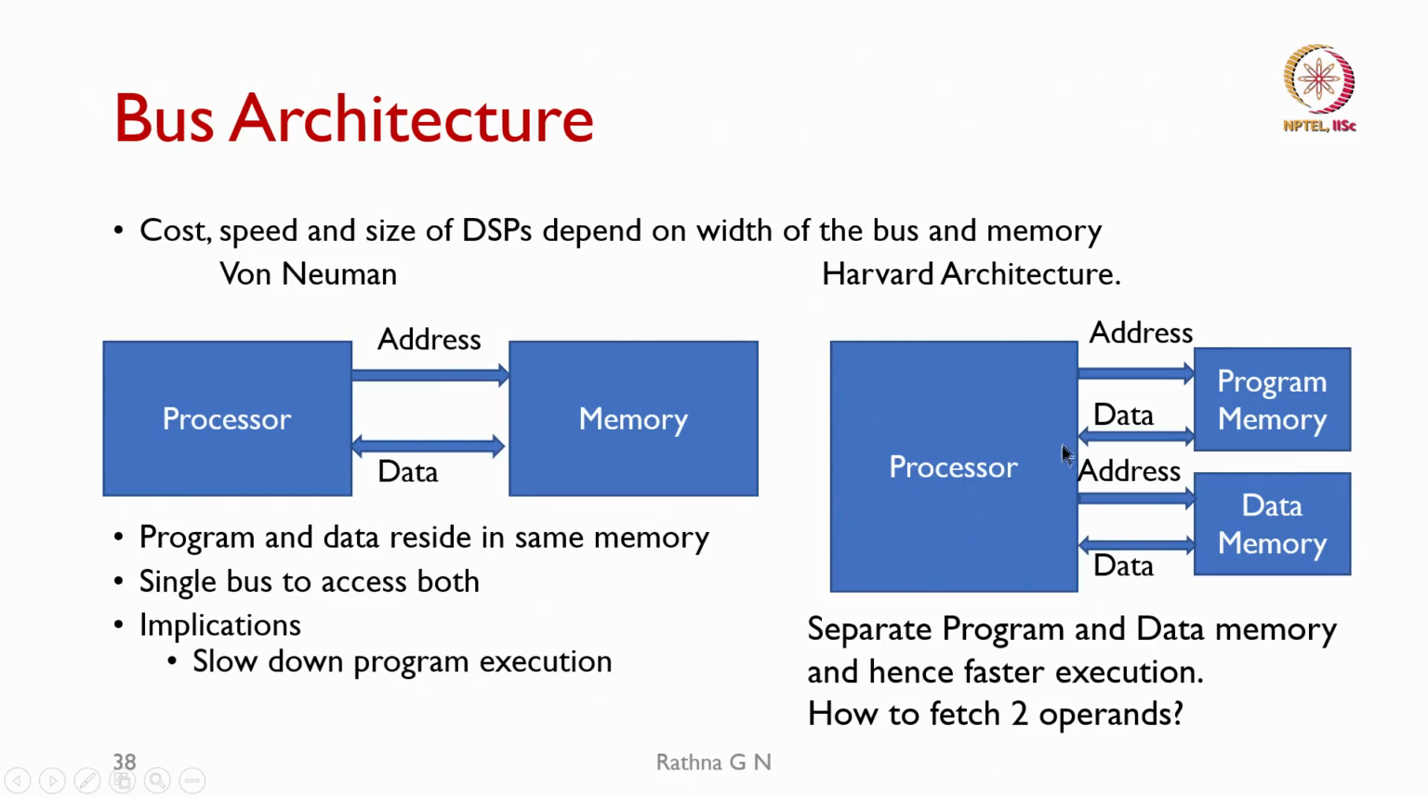Whereas in the Harvard case, we have program memory separate and data memory separate. So, I can access the program from the program memory and data from the data memory. As we know, there are two operands I need for my multiplication and accumulation. So, the coefficients, which are already designed and fixed, I can store in my program memory, and once the opcode has been fetched, I can release this bus and then get the data from here. So, that is what it says: separate program and data memory, faster execution.